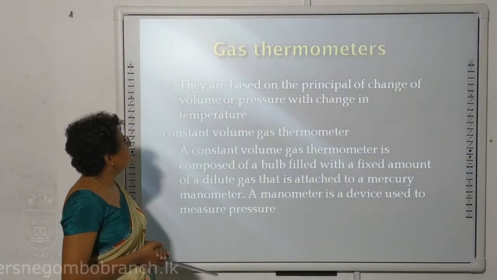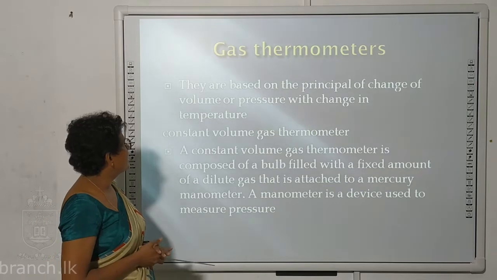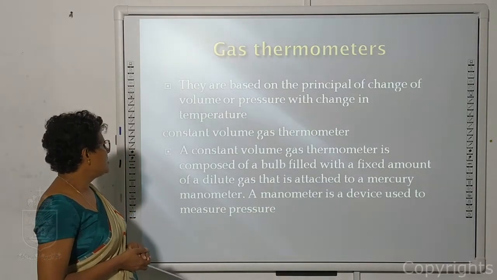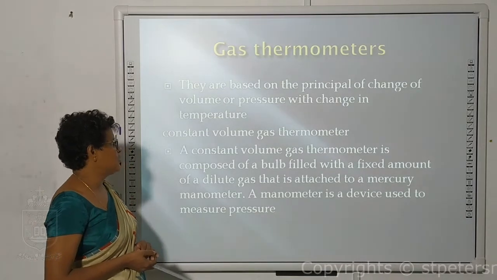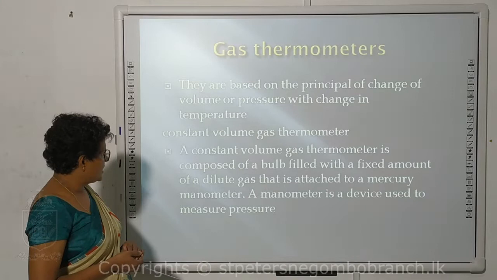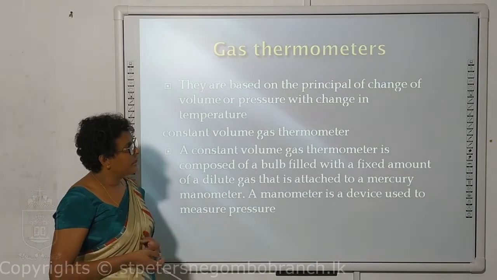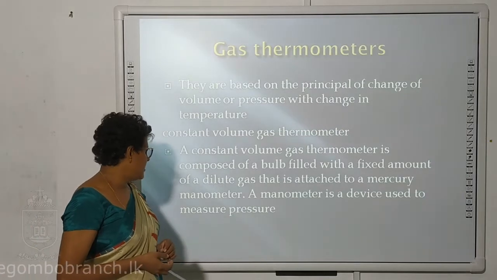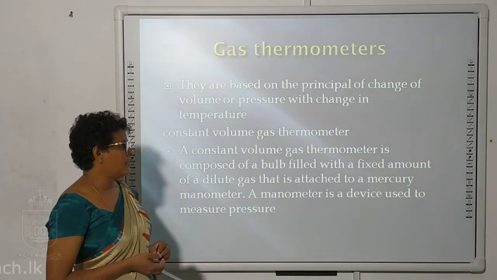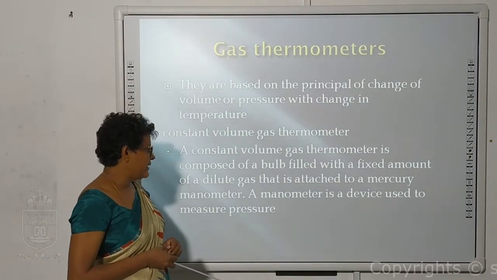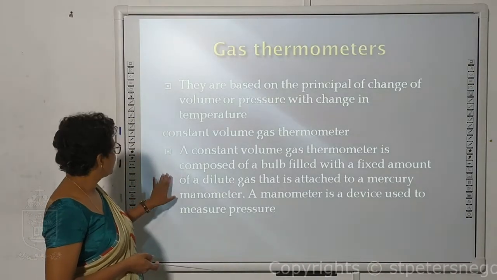Gas thermometers are based on the principle of change of volume or pressure with change in temperature. The constant volume gas thermometer is the most commonly used one. A constant volume gas thermometer is composed of a bulb filled with a fixed amount of dilute gas that is attached to a mercury manometer, or sometimes a pressure gauge. A manometer is a device used to measure pressure.